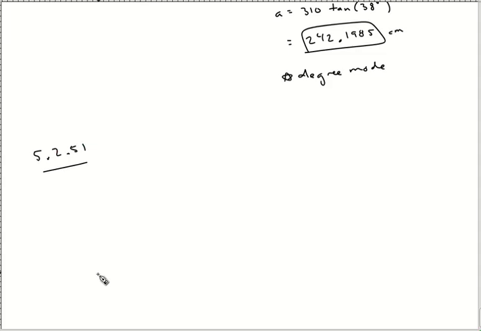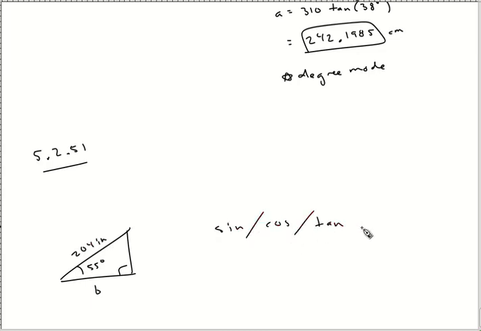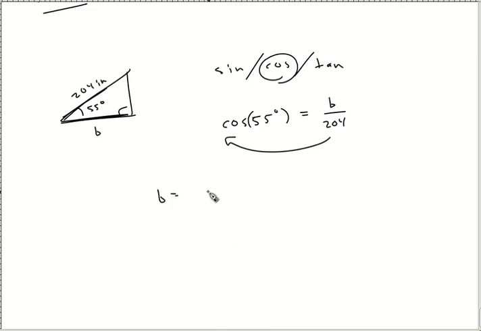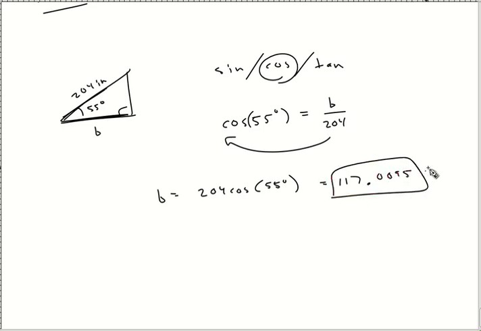Let's do another one of these where they're asking which one of sine, cosine, or tangent I should be using. So I've got B, and I've got 204 inches. To find B, should I use sine, cosine, or tangent? I'll wait. It's cosine. So the cosine is the adjacent and the hypotenuse. So cosine of 55 degrees is equal to B, my adjacent, over 204, the hypotenuse. Solve for B. Multiply to the other side. So far, pretty easy to find this stuff. 204 cosine of 55 degrees. Again, make sure you're in degree mode. And I got 117.0095. This is in inches now. Cool.